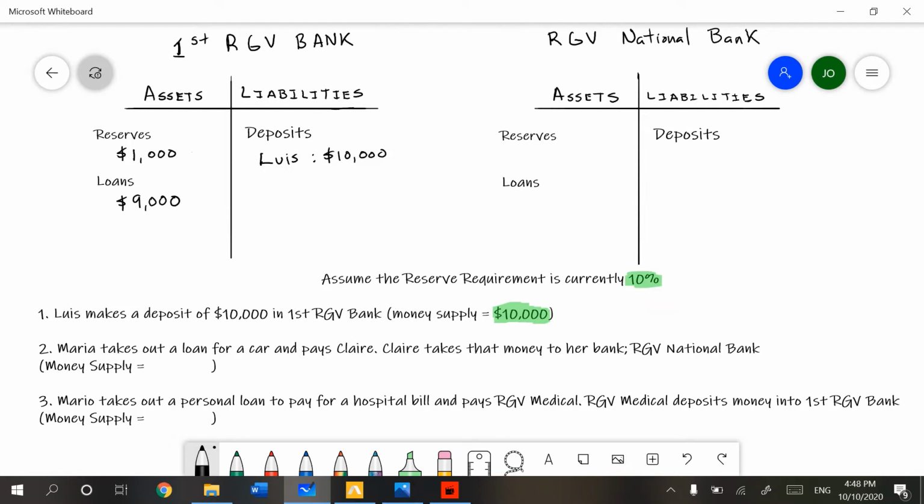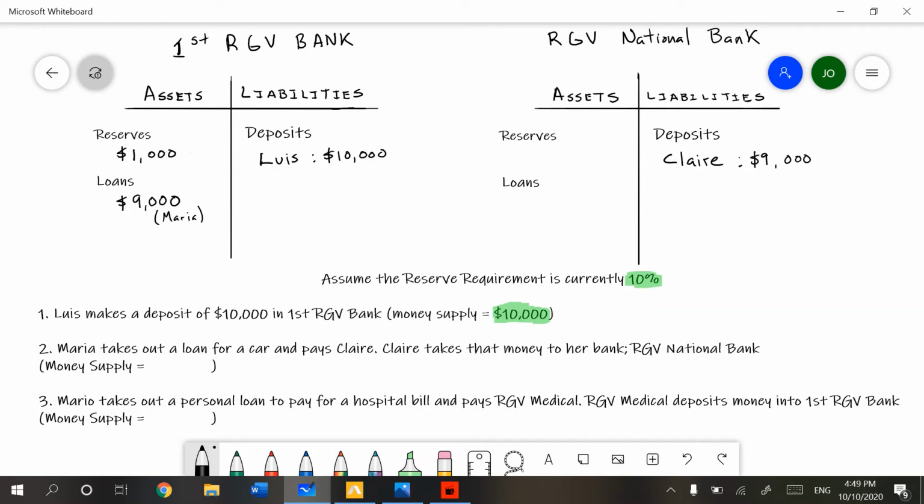Number 2, Maria takes out a loan for a car and pays Claire. Let's say the car was $9,000. So, this money goes to Claire and she makes a deposit in a new bank, which is RGV National Bank. These $9,000 now belong to Claire. So, what about these $9,000? Well, the bank will hold them as a loan for Maria. This signifies that Maria owes $9,000 to First RGV Bank.